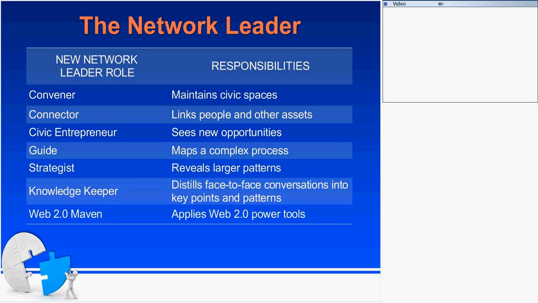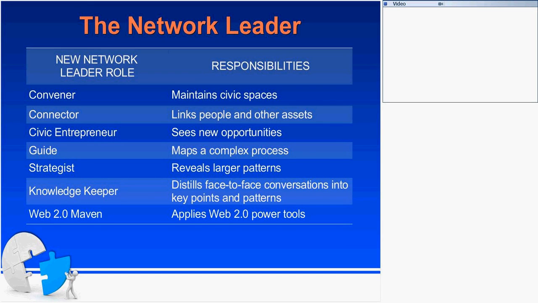So we need people who know how to convene. These are people that maintain the civic spaces where we do civic work, places where we can have community conversation and do this co-creation together. We need people who know how to be connectors, to link people and assets together in ways that add value.